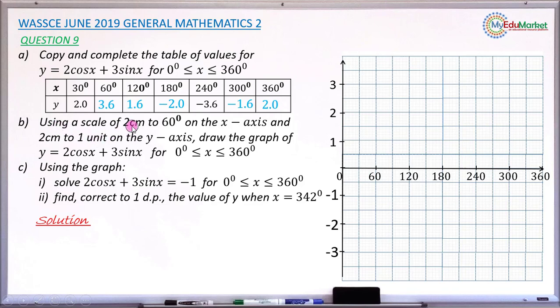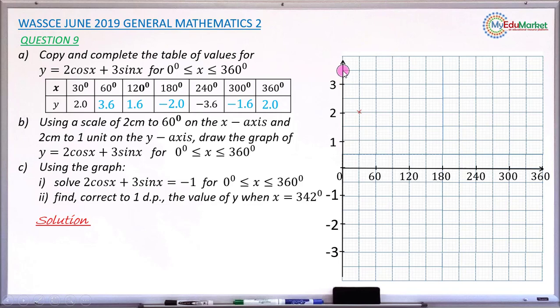Starting with x is 30 degrees, y is 2.0. This is x 60, as it is 2 centimeters for 60 degrees. So this will be the position of 30 degrees. When x is 30 degrees, the value of y there is 2. So this very place where the two lines cross will be the mark. If you go down, x is 30, move to the left, y is 2. The next point is x 60, y 3.6. This is y 3. Each small division on the vertical axis represents 1.